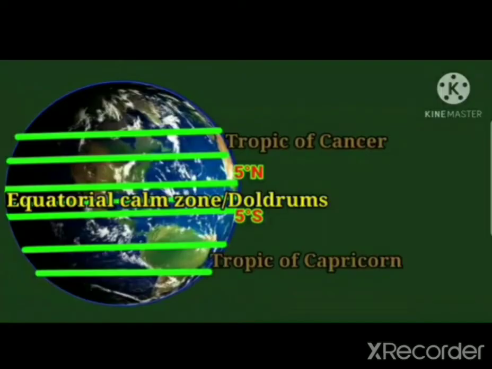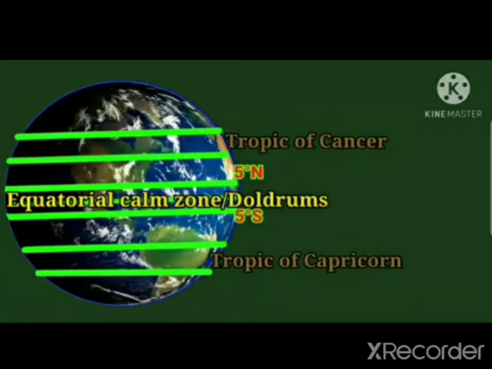Now see, here you can see the picture. It has been given Tropic of Cancer, Tropic of Capricorn. So what is that? The region up to 5 degree north. Here you can see that is 5 degree north and 5 degree south of the equator. So this is your equator, this is your equatorial portion. It remains calm for most of the year and winds do not blow in this region. It is called equatorial calm zone or doldrums.